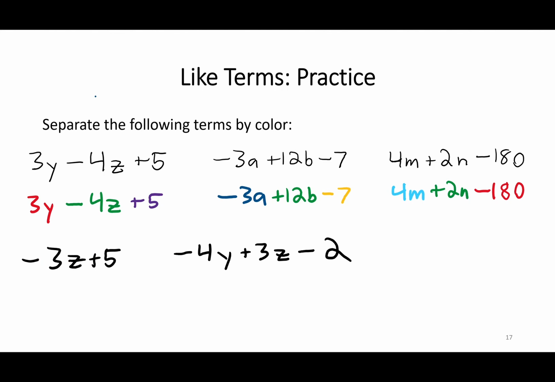Pause the video to go ahead and do it in your notes. And here are the answers. Minus 3z is one color, plus 5 is another color, and minus 4y is one color, plus 3z is one color, minus 2 is one color. And yeah, that's pretty much it.